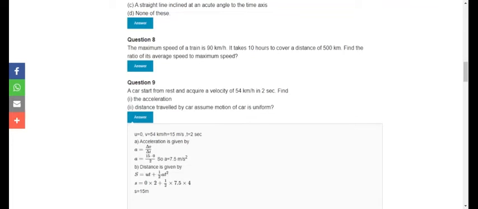So we have the formula for distance as s is equal to ut plus half at square. Similarly we can use all the values, we have put the values, and we could calculate the distance as 15 meter.